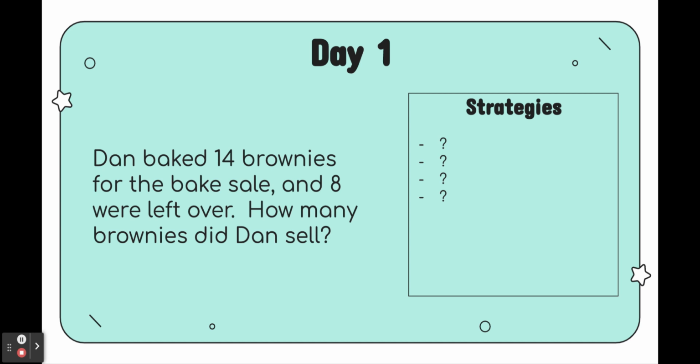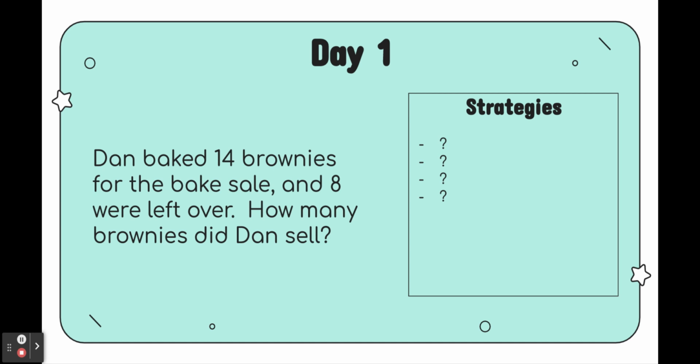Days 1, 2, and 3 are all the same. I'm going to have a word problem. Give kids a word problem or a story problem that allows them to have the context and visualize what's going on. If you just did 14 minus 8, that is fairly abstract. So I like a word problem in these situations. And you're going to give kids 1 minute of think time.